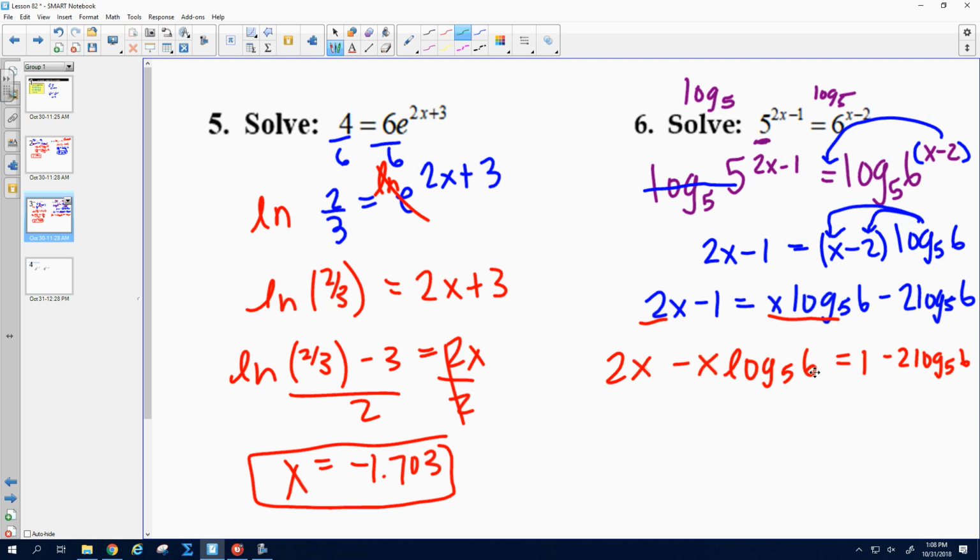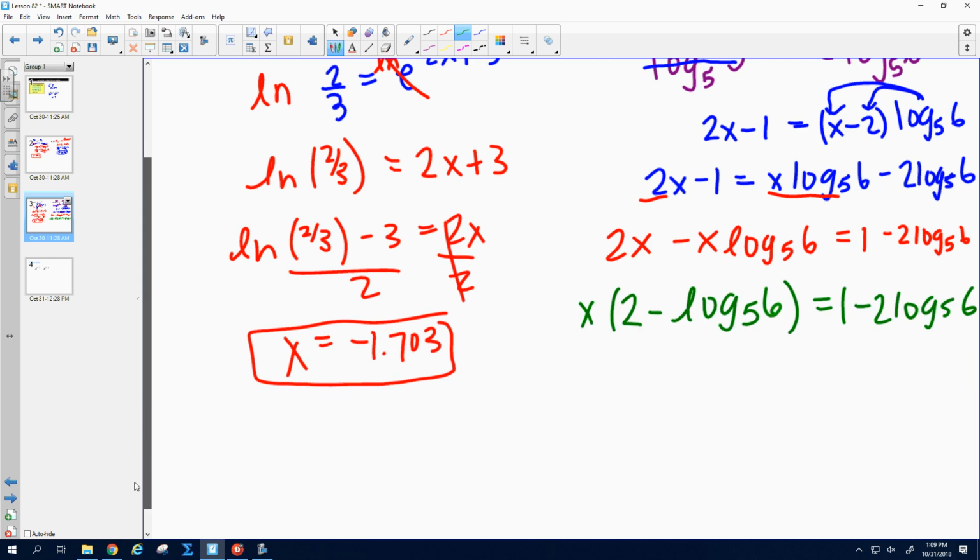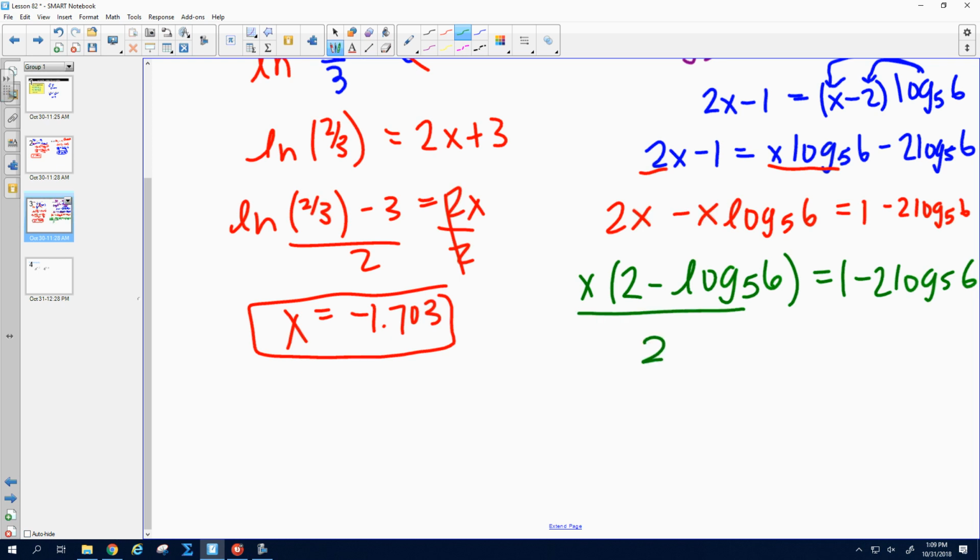What do you think we should do here? Factor out an x. Okay, and that gives me 2 minus log 5 of 6. And then I can solve for x by dividing by that whole thing. By the way, if this is ever on the no calculator part of the test, which it could be, you would leave your answer in this crazy long thing, okay?